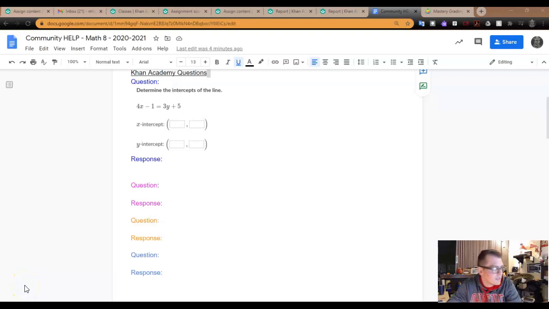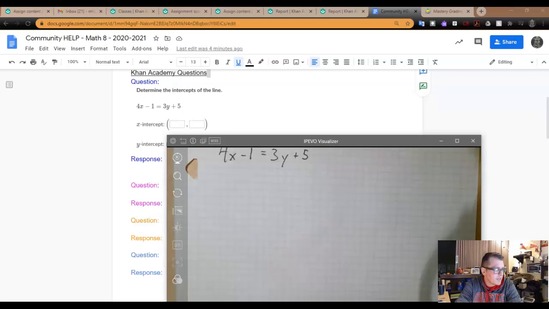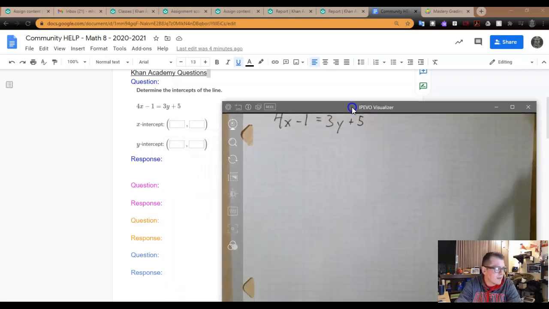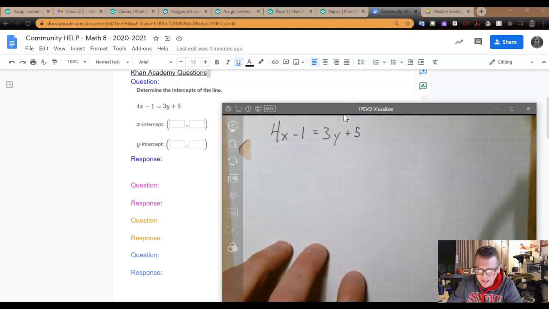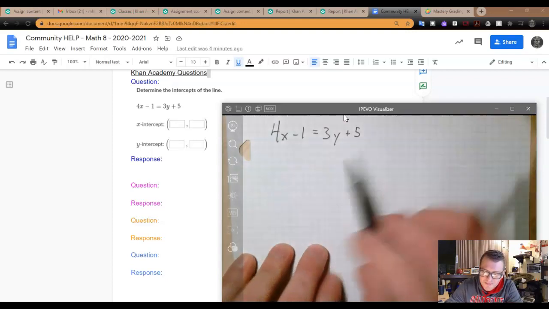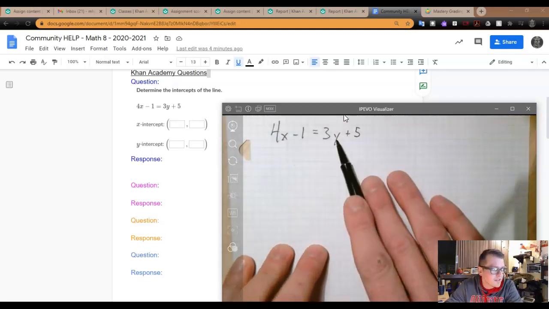Alright guys, in this problem we are trying to determine the intercepts of a line, so the x and the y-intercepts. This is a Math 8 question. At least, Math 7's not going to get here this year. We might get to slope of a line, but we won't get to crazy form like this. See, so we have an x on this side and a y on this side.